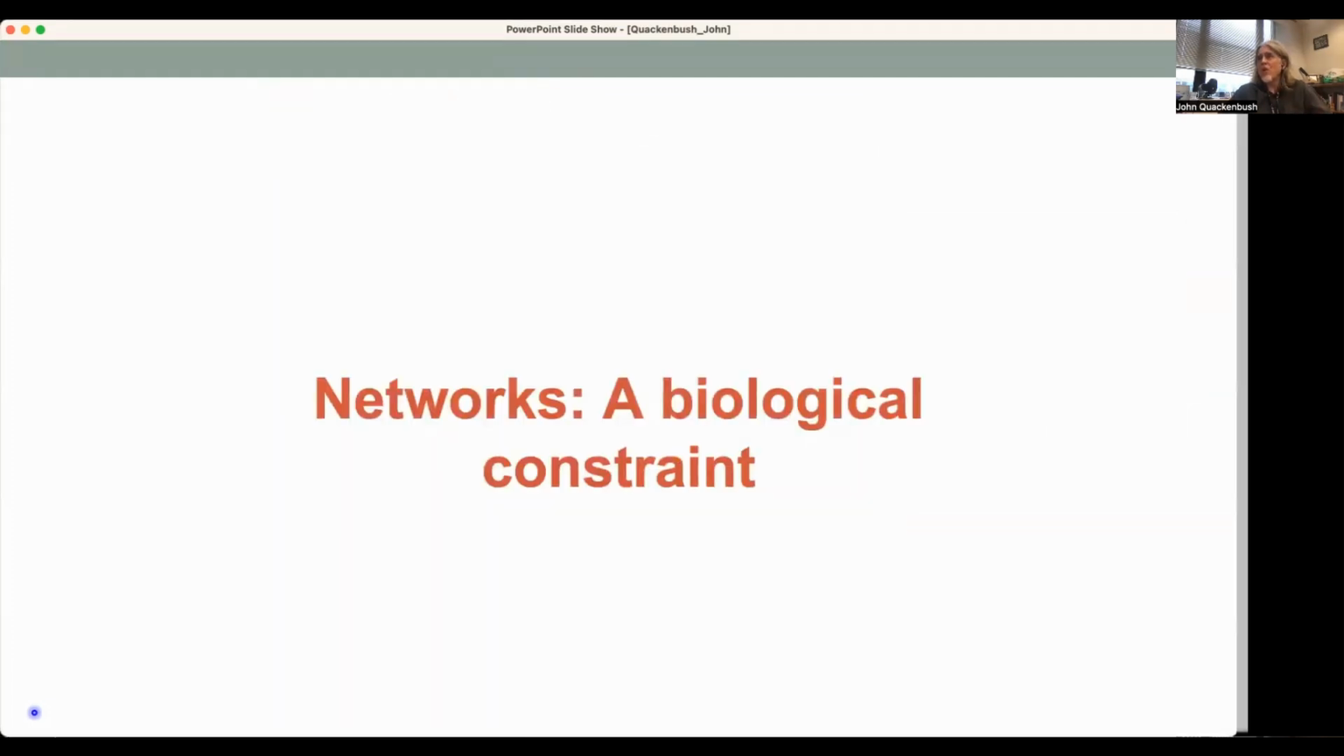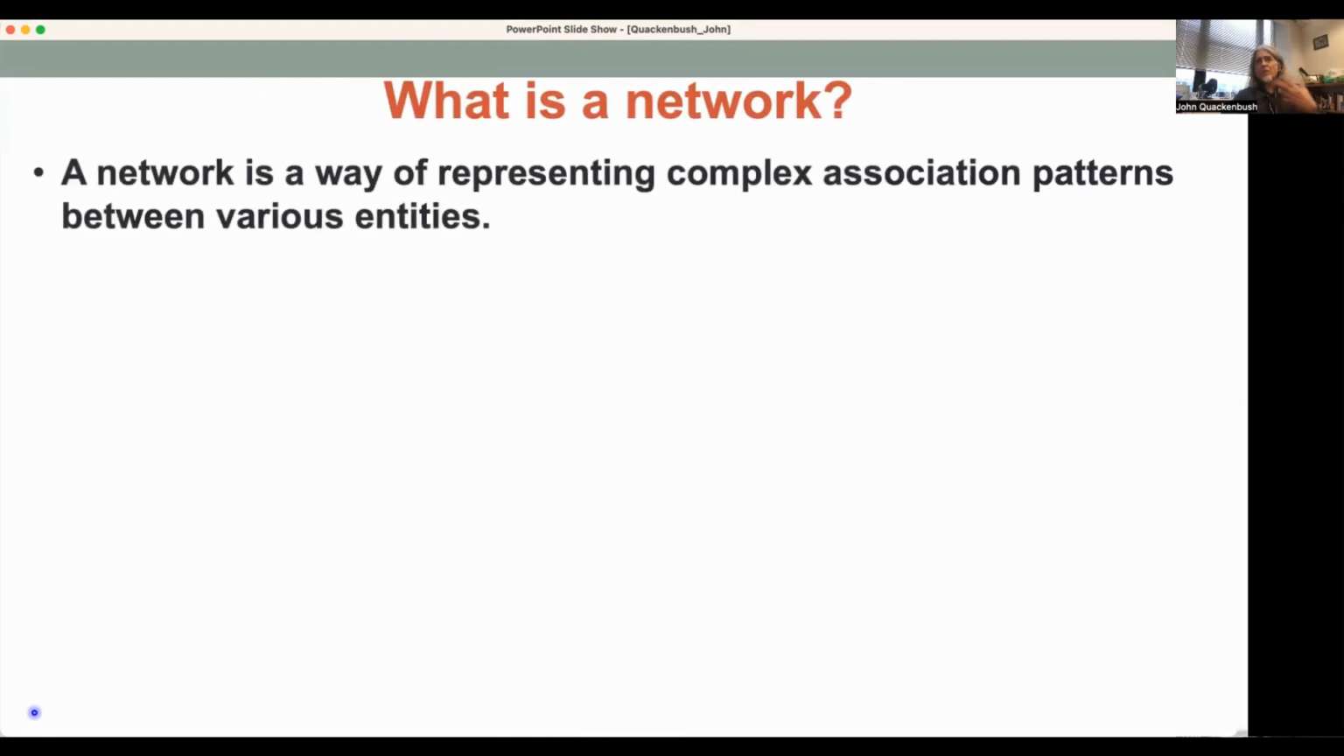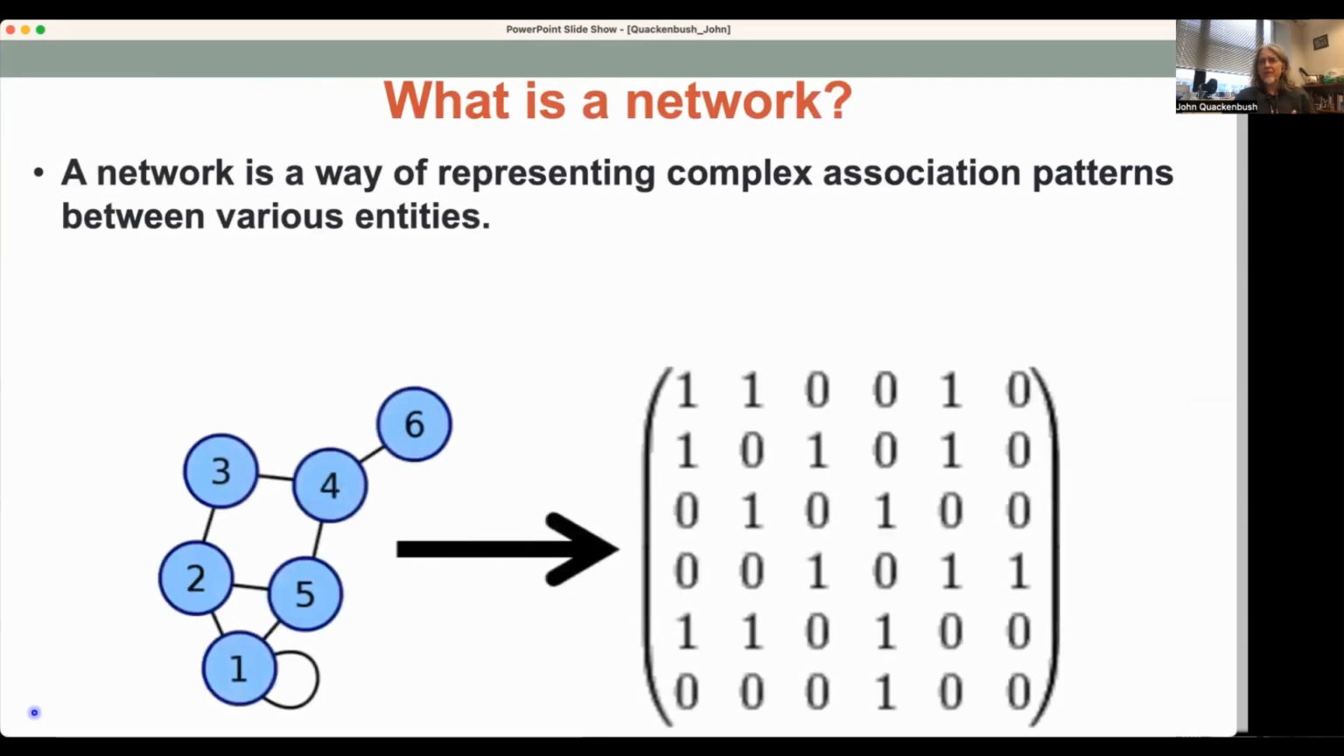And one of the things I'm going to argue today is that one way of introducing those constraints is to use networks. So a network is really a sort of an abstract idea. It's a way of representing complex association patterns between various entities. And the nice thing is I can draw a network as a graph, and I can represent that graph using what we refer to as an adjacency matrix, right? A matrix that shows connections between the nodes.